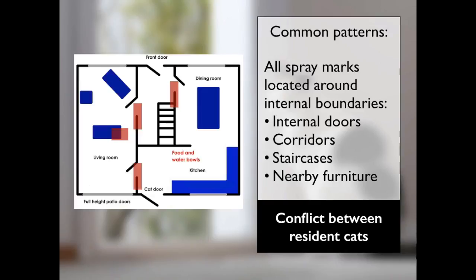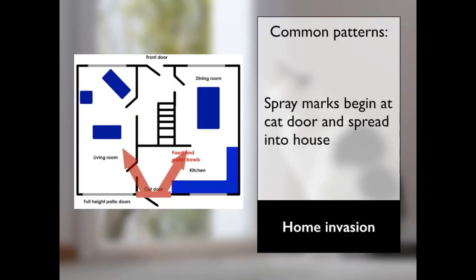But those are the common patterns that you will see, and it enables you to understand where the tensions might be arising from. There is a third common pattern, which is where we see spray marks beginning around an entry point like a cat door and then spreading rapidly into the house. So over the period of maybe even just a couple of weeks, finding that there are more and more spray marks going on around doors leading from the living room to the cat door and around the kitchen in this location that we can see on the diagram, and that's an indication of a potential home invasion.